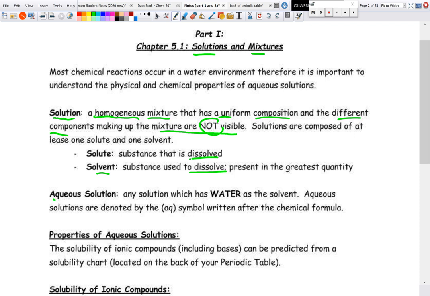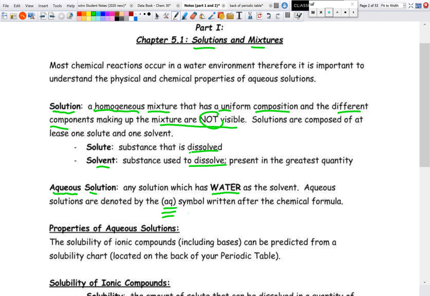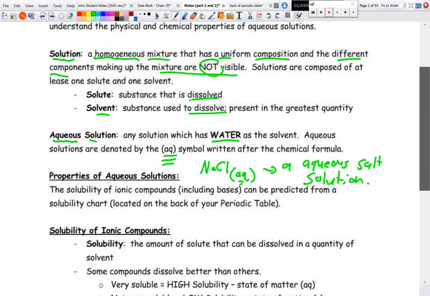Now, if we are using water, you're going to see the word aqueous solution showing up here. So this is a solution that has water as the solvent. Now, you are going to notice that aqueous is going to show up a lot, and we use the little symbol AQ, right? So for example, if we have sodium chloride or just salt that's in water, right? So this would be an aqueous salt solution. Right, so this little AQ indicates that water is present or it's dissolved in water.